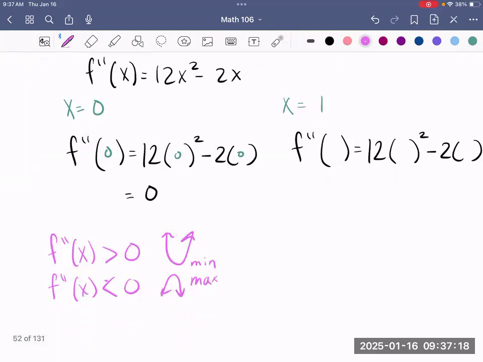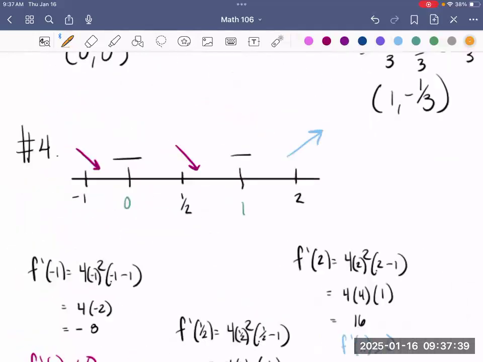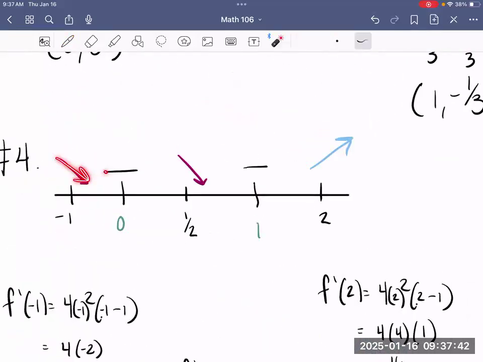But we haven't talked about what happens when it's equal to 0. Well, that would be a neither case because it's not greater than or less than 0. So when it's equal to 0, we should have neither a max nor a min. And that would make sense because we were just talking about that concavity. Notice that there's no inflection point here. We're not changing your direction. We're not going to be positive or negative at this particular value.